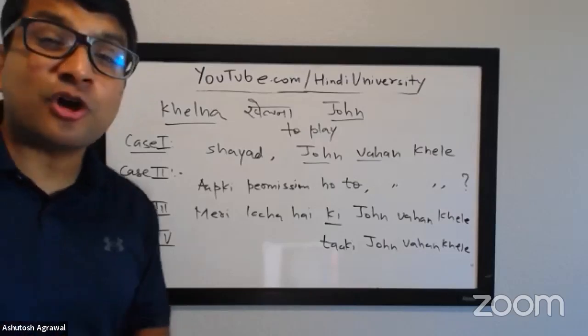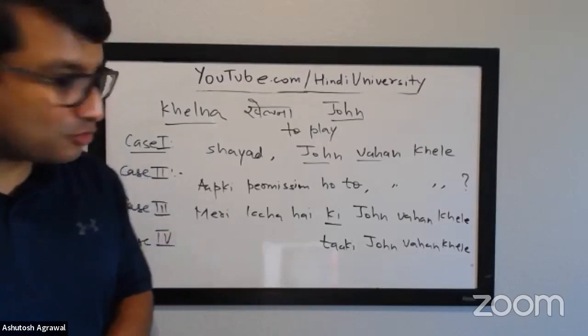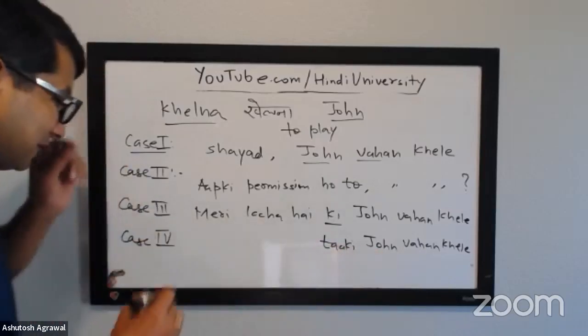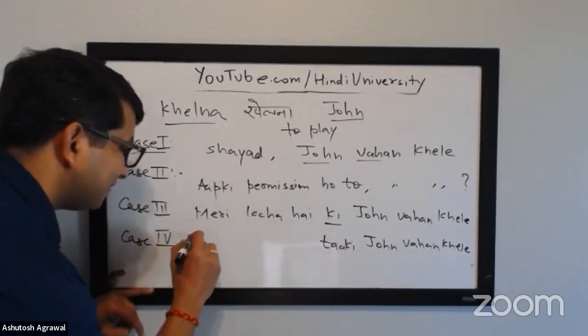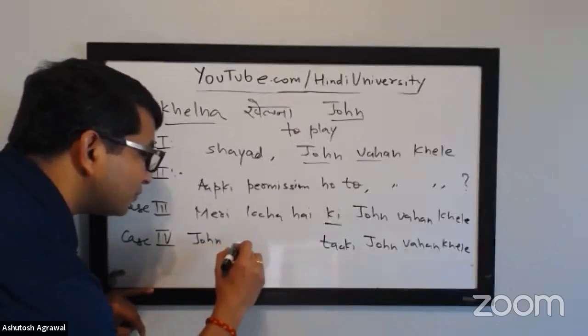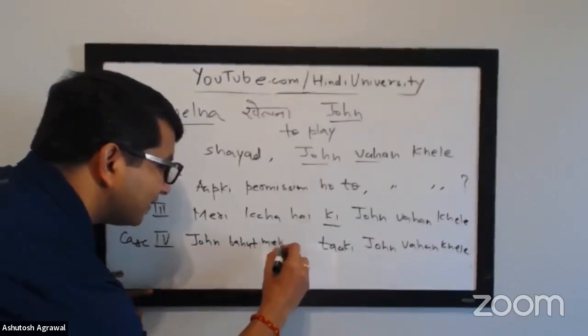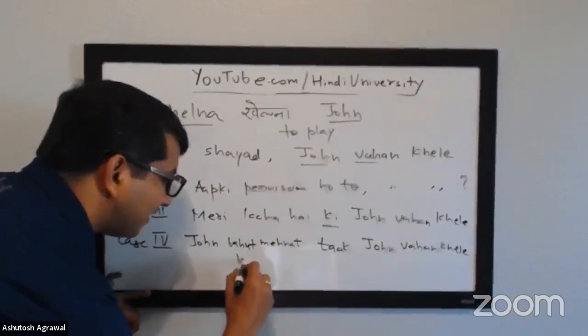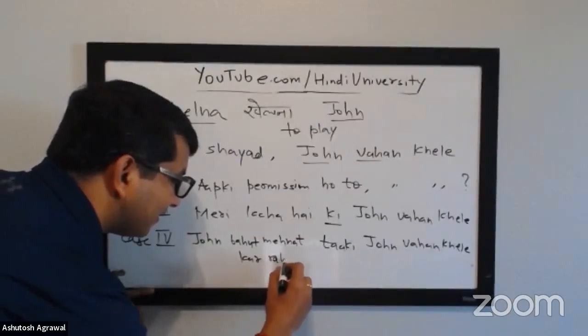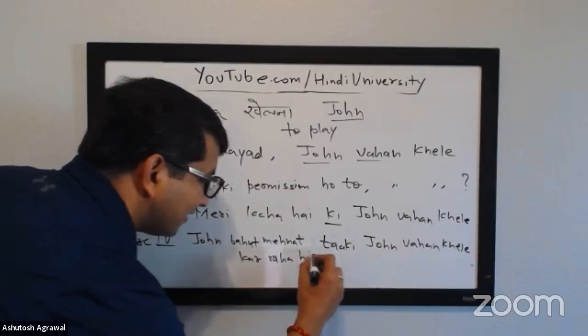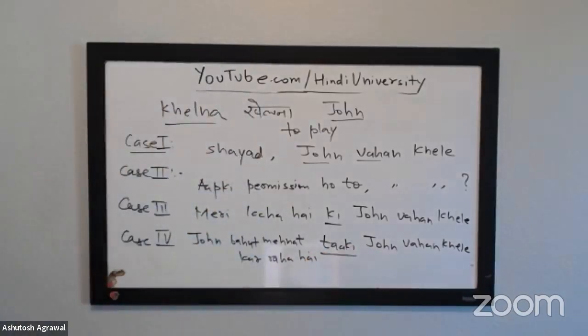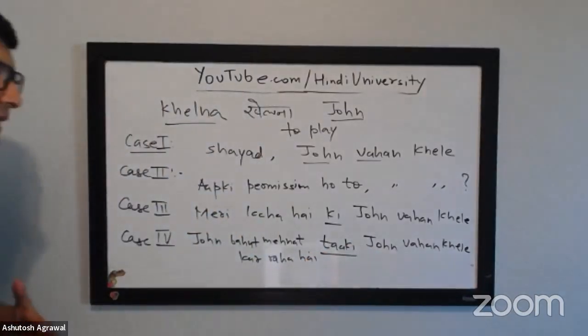Or let's say you want to say John is working very hard so that जॉन बहुत मेहनत करता है ताकि. Very good, right? So John is working hard. John बहुत मेहनत कर रहा है. It's the same thing. John बहुत मेहनत कर रहा है so that he plays there.